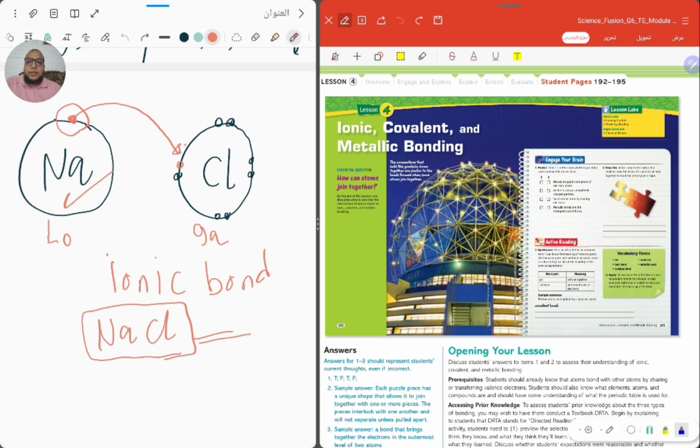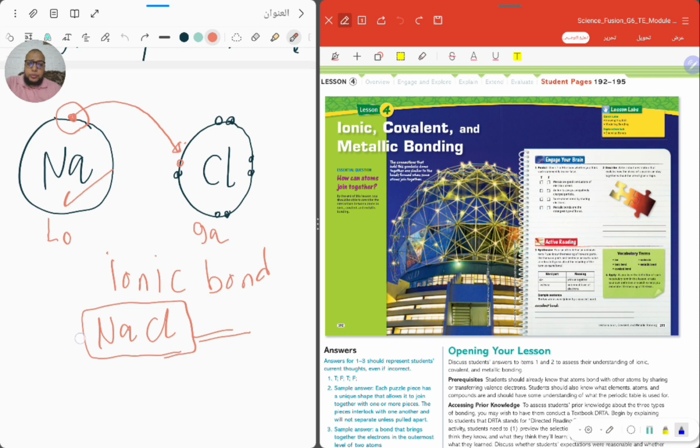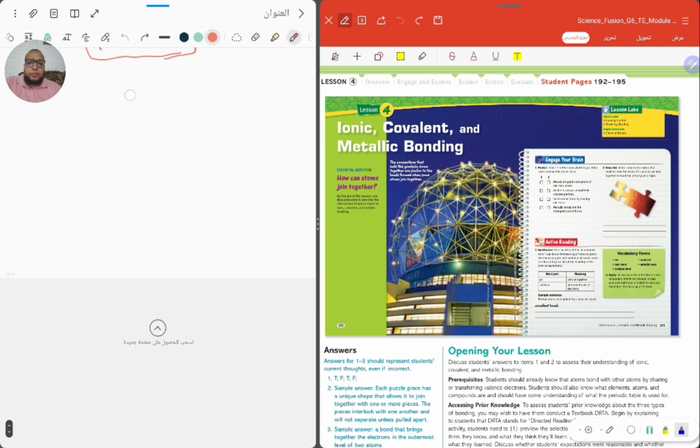That is the first kind of bond. The second kind of bond, guys, is the covalent bond, and it happens between two nonmetals. How does it happen? The covalent bond does not give, gain or lose electrons. No, it depends on the sharing of electrons. How? I will give you an example.